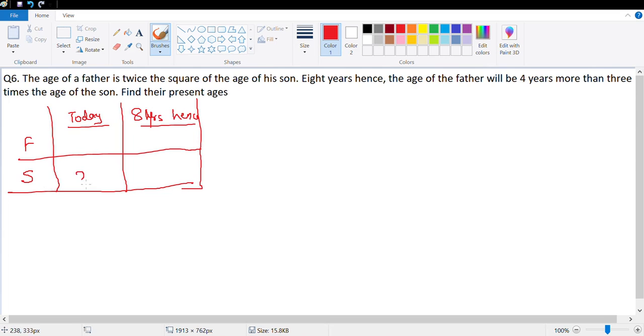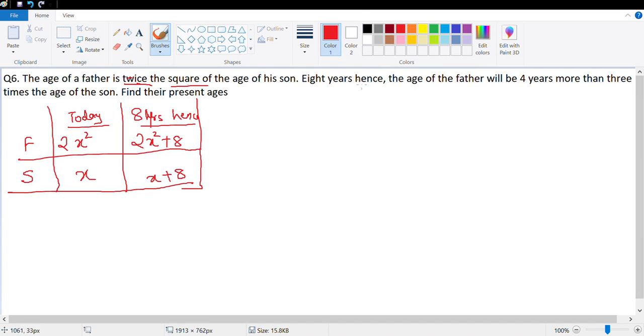So let the son's age today be x. So the father's age is 2 times the square, which means 2 times the square. Let's look at it again. Father's age is twice the square of the age of his son. That's correct. 8 years later, father's age would be 2x square plus 8. Son's age would be x plus 8.